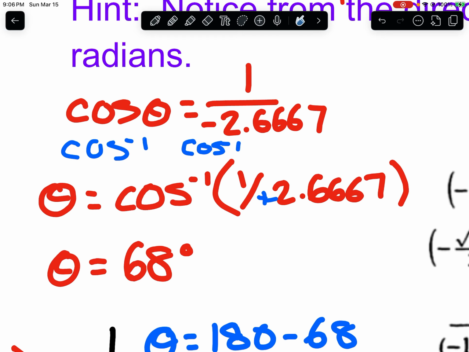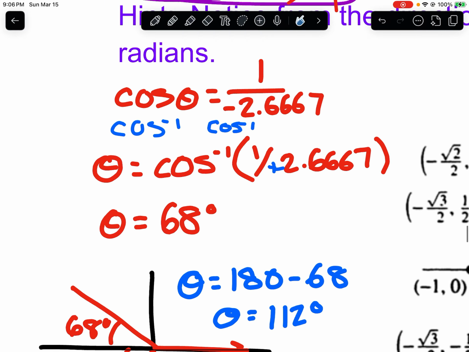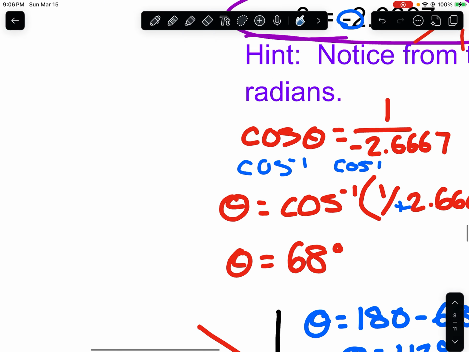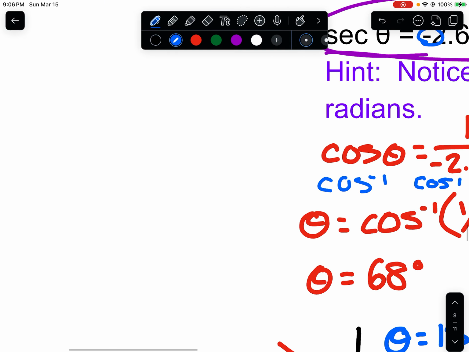So don't plug in the negative there, plug in a positive, and it's going to spit out something that we can round to 68 degrees. I think it was like 68.0 something. So I can double check here. Let's do 1 divided by 2.67, that's 67.97. So close enough to 68 degrees. So we can call it 68.